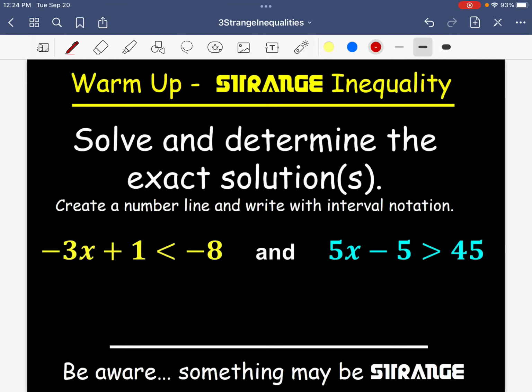The warm-up for today's lesson is really part of the lesson. So we're going to start with the warm-up. The students would have seen this, and it really gets us started with talking about some strange inequalities. Now, what do I mean by a strange inequality? Well, honestly, something that may not be doing what we are used to, what we expect to. Maybe we just have to think a little bit more about our answer.